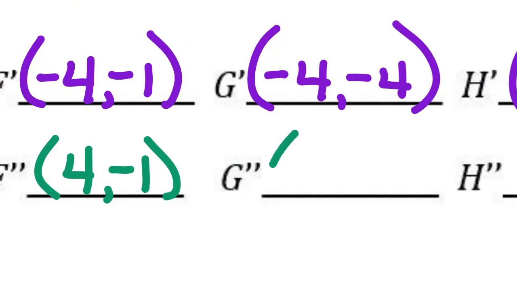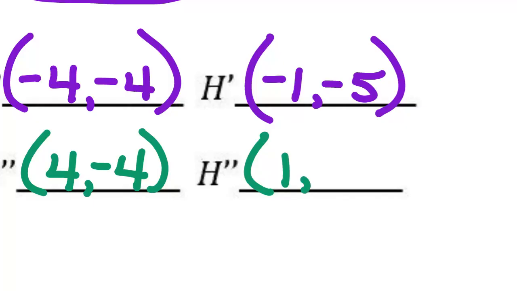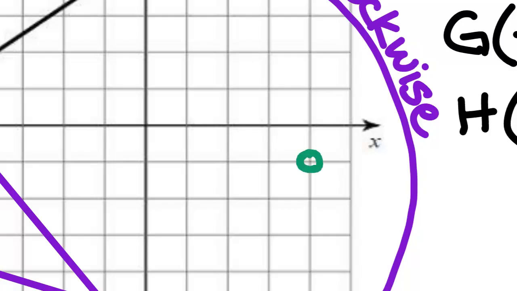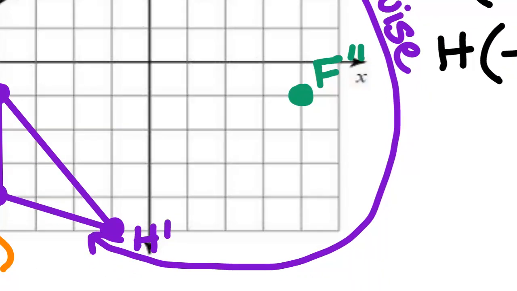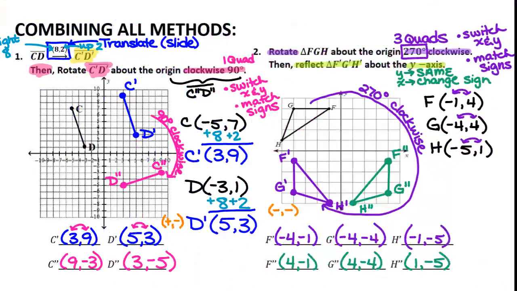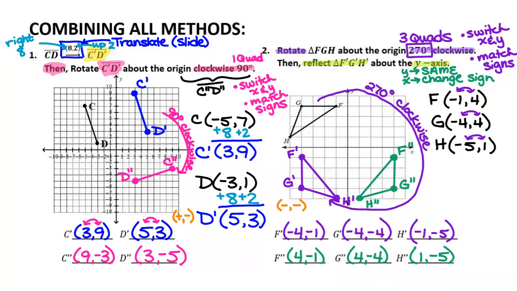So 4, -1, 4, -4, and 1, -5. 4, -1 would be right here. So there's my F double prime. 4, -4 is down here. There's my G double prime. And 1, -5 is down here. So that would be my H double prime. And then we grab a straight edge and connect those points to make our reflected triangle.